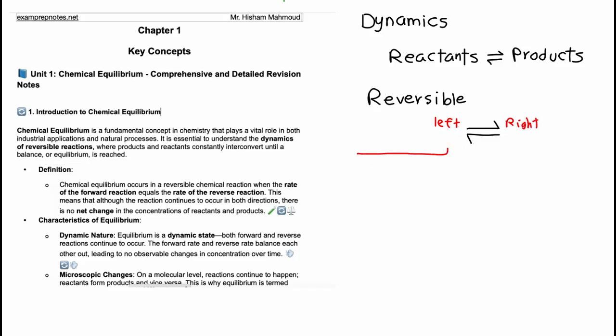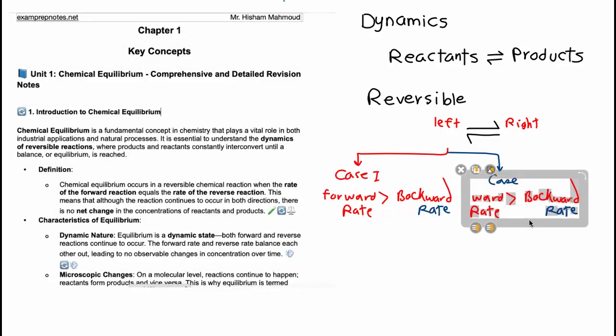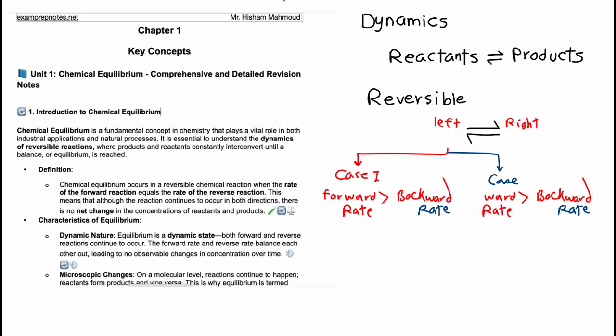So I have option number one. Case number one is when the forward reaction, which goes from left to right, has a faster rate than the backward reaction. In case number two, the forward reaction is slower in rate, so the backward reaction has a faster rate than the forward reaction. I will write here that the forward has a slower rate than the backward.